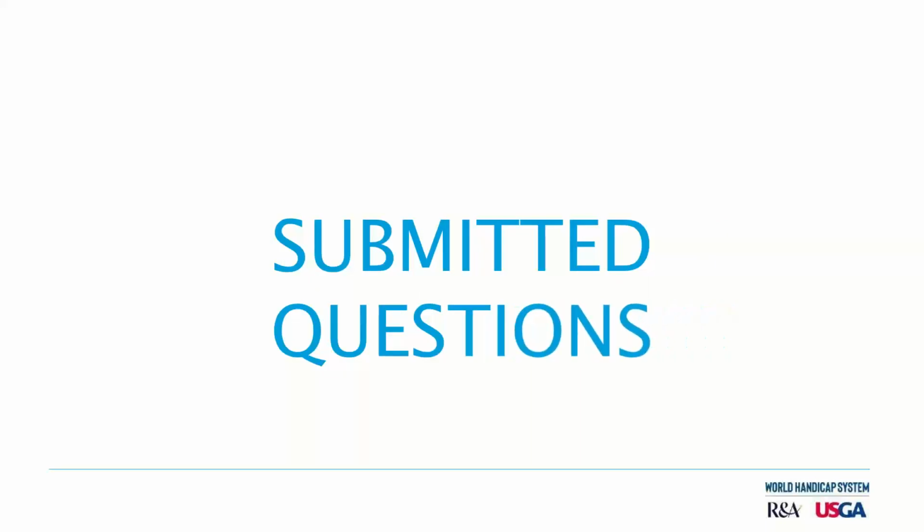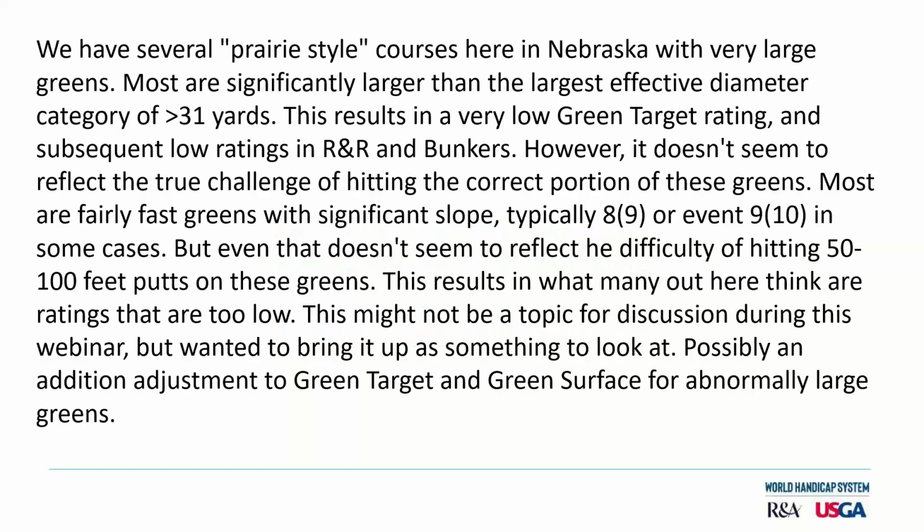These are the type of things we like to get in advance, because some of them are things we have to think about or maybe run by a committee member or a committee to see if they have thoughts on it. Going right into them, the first question is very long, so I won't read the whole thing, but essentially it's saying we have very large greens, significantly larger than the largest category, which often results in low green targets, also means low R&R and bunker ratings, but it doesn't reflect the true challenge. Having those really large greens can be very difficult to putt on, especially if they're fast.